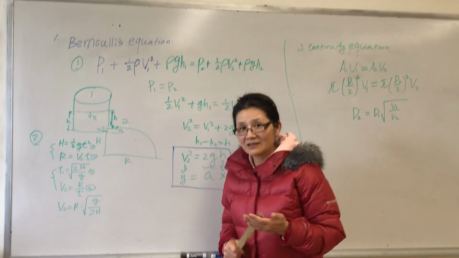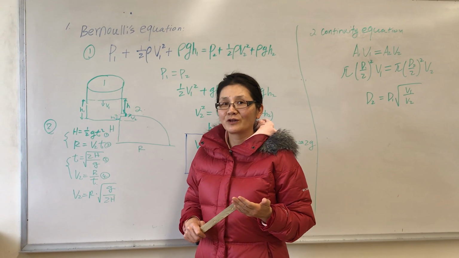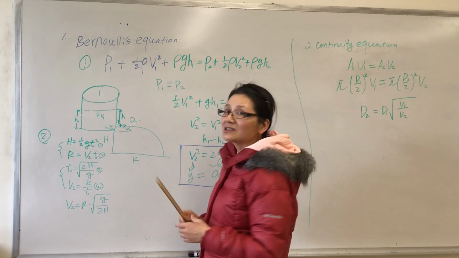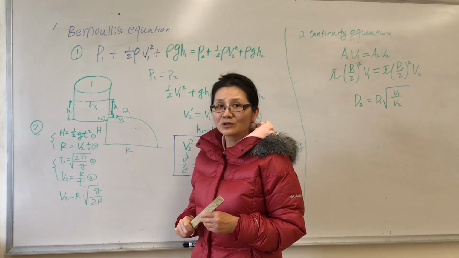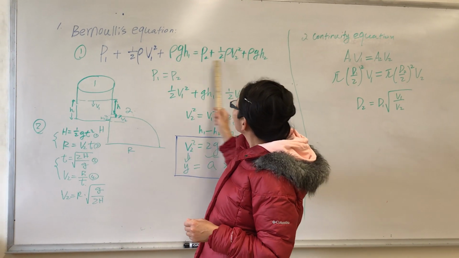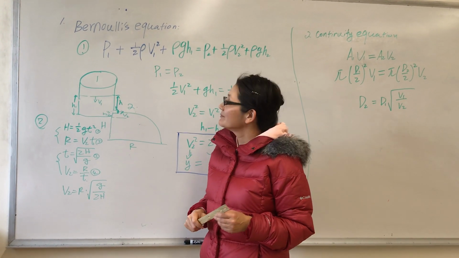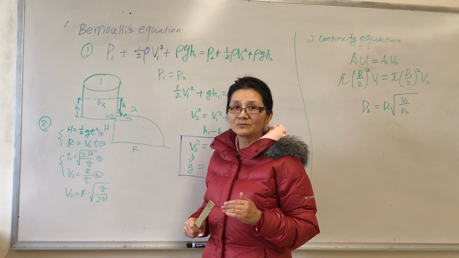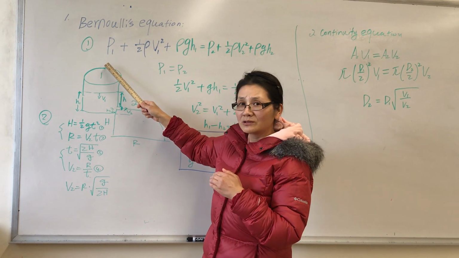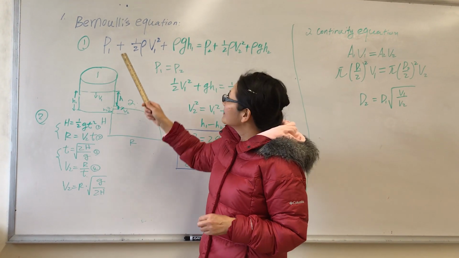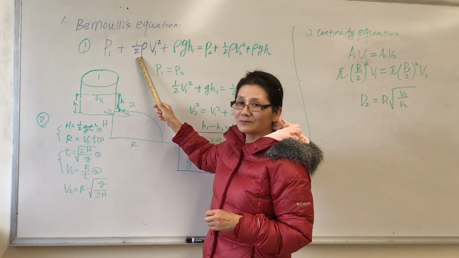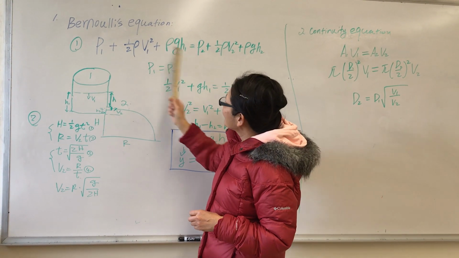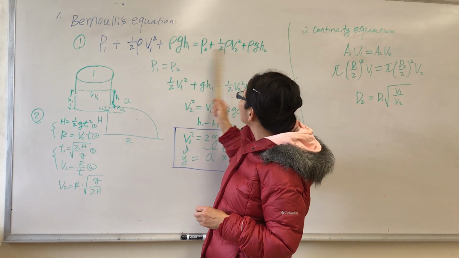Okay, today in this lab we're going to verify the Bernoulli equation and the continuity equation. Let's first talk about the Bernoulli equation. It looks very scary, but actually this is conservation of energy per unit volume. If I multiply both sides by volume, this becomes work, this becomes kinetic energy, and this becomes potential energy. You see on the left side I put a 1 right here, and the right side is 2.